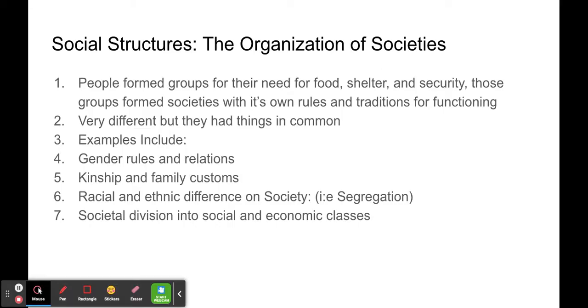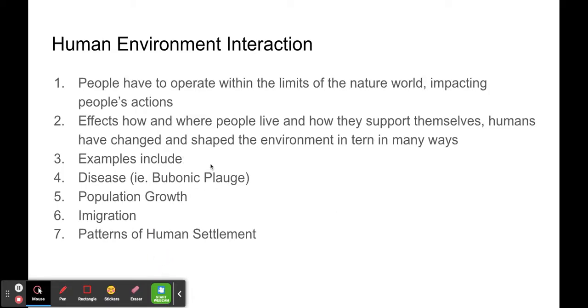And examples of this include gender roles and regulations, like women in society, kinship and family customs, the Medici family, racial and ethnic difference on society, social division into social and economic classes. This can also include art, history, all of which as well. Racial and ethnic differences, such as segregation, black versus whites, social division into social and economic classes.